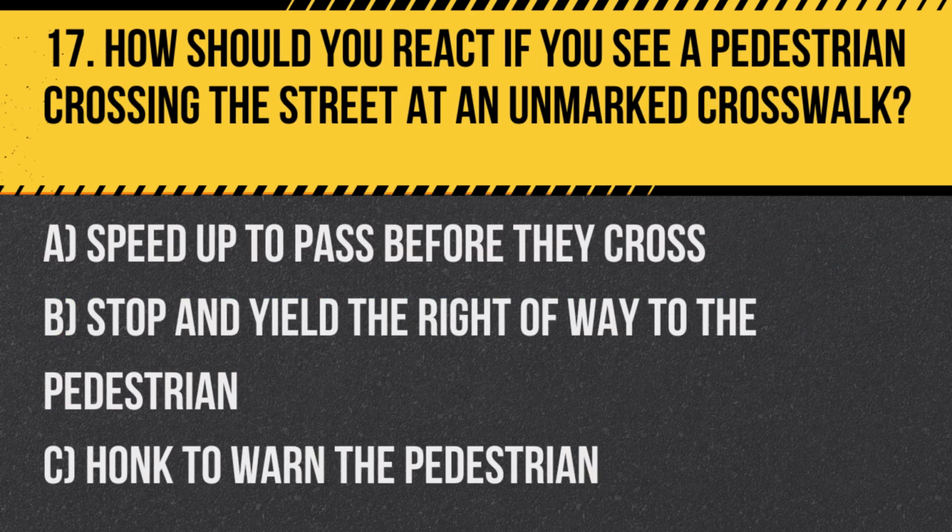Question 17. How should you react if you see a pedestrian crossing the street at an unmarked crosswalk? A. Speed up to pass before they cross. B. Stop and yield the right of way to the pedestrian. C. Honk to warn the pedestrian.